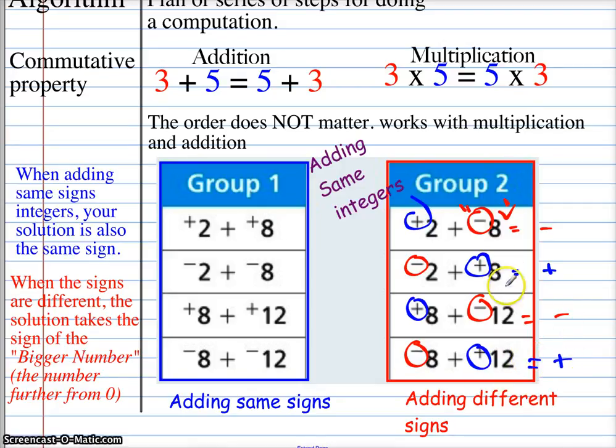And then I just subtract. There are more 8s than 2s. How much more? There are 6 more 8s. Here there are more 8s than 2s. How much more? I have 6 more. Same thing here. There are 4 more 12s than 8s, which means 4. And here the same thing. 12 and 8 give me 4.